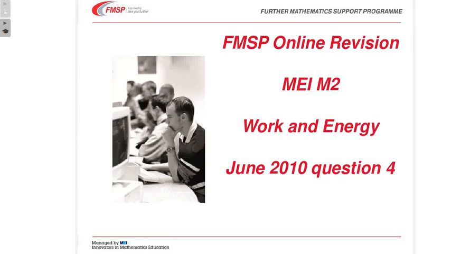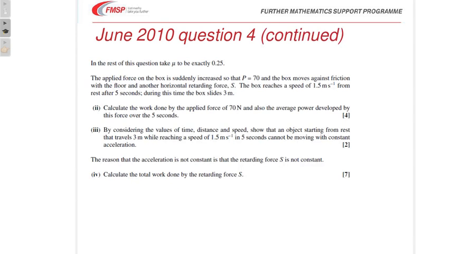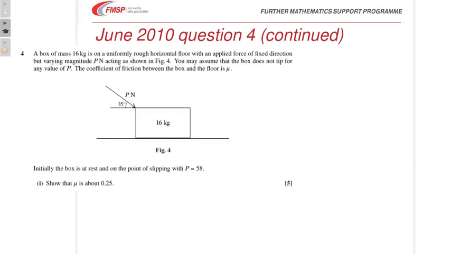Right, it's a MEI M2 question, June 2010, question 4 on work, energy and friction. This is the first part of the question. Pause the video and just take a moment to read this. Then we carry on to the second part of the question here. Well, that's the main part of the question. So doing this stage by stage, let's start working through the first bit.